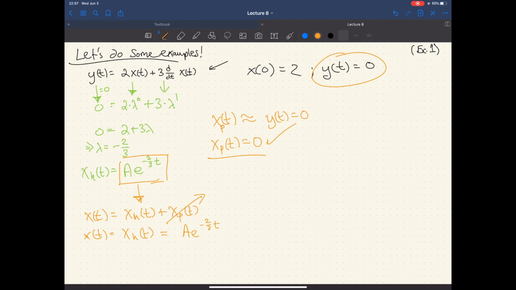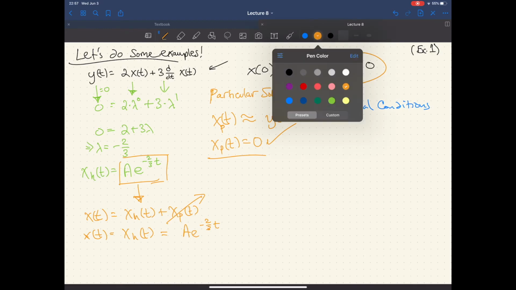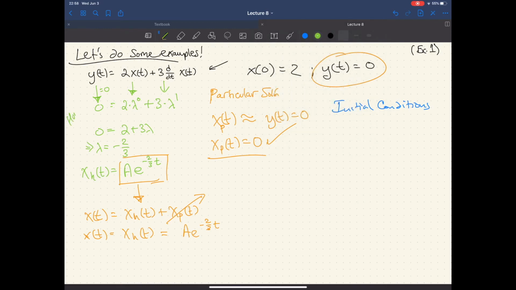Okay, now we go ahead, we have our total solution, and we can solve for that initial condition. We've actually done the work for the particular. We've shown that's true. So let's do initial conditions. Okay, and I'm kind of color coding this a little bit. All right, here's our particular solution, and in green we had our homogeneous solution.